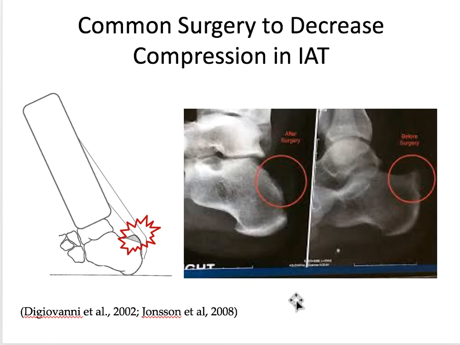And then finally, a significant number of individuals with insertional Achilles tendinopathy require surgery. Approximately half of them go on to surgery, and this is what the surgery would look like. You can tell it's clearly focused on relieving the compression that's occurring between the tendon and the posterior calcaneus. Here's the pre-surgical bony anatomy, and here's the post-surgical bony anatomy, and you can see that the Haglund deformity, or the prominence on the posterior aspect of the calcaneus, has been removed.